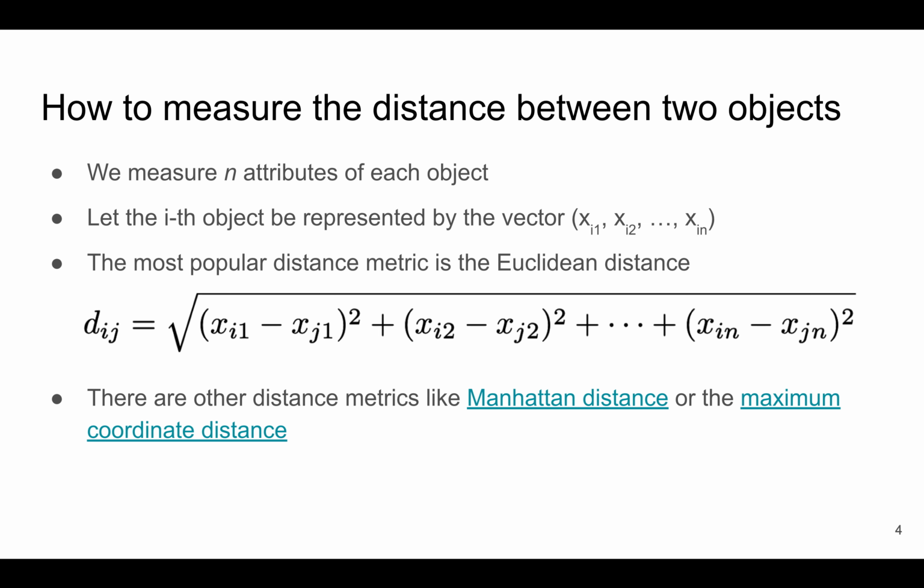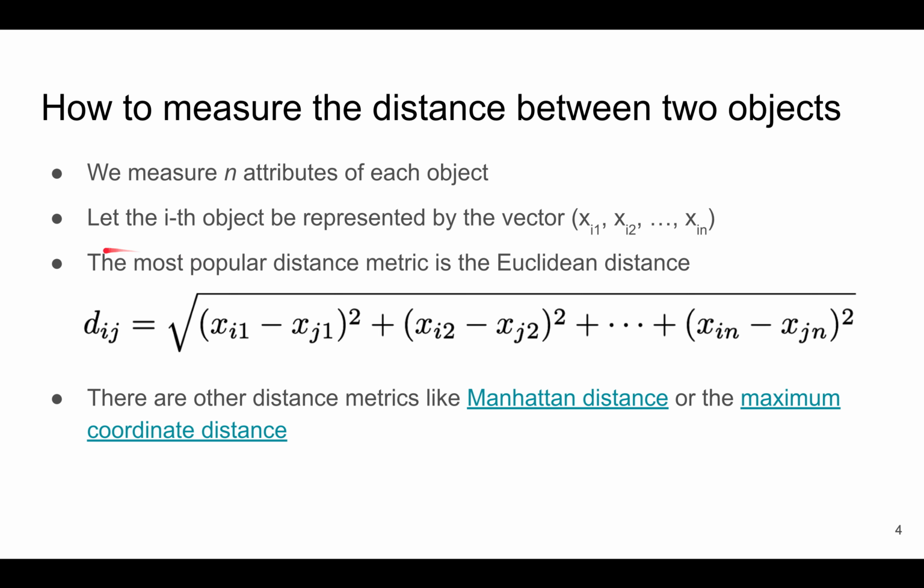If you think about clustering, the first thing we need to do is to measure the distance between two objects. Let's say we are capturing n attributes of each object. We can represent the object using a vector xi1, xi2, up to xin, where i means it's the ith object, and the 1 to n is the jth variable that we're measuring for that object.